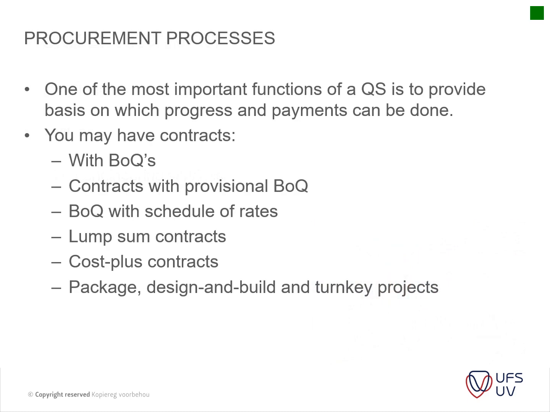Okay, then we look at the procurement processes. One of the most important functions of the QS is to provide a basis on which progress and payments are done. The main reason why we develop bills of quantities, and why I say bills of quantities, is because a bill comprises a whole lot of separate bills: earthworks, masonry, metalwork, roofs, tiling, painting, etc. That forms part of your bills of quantities.